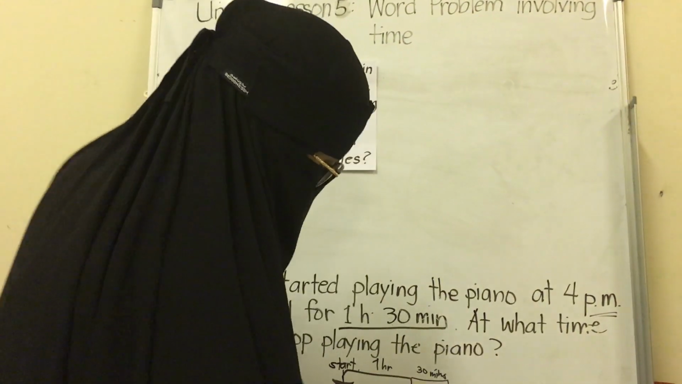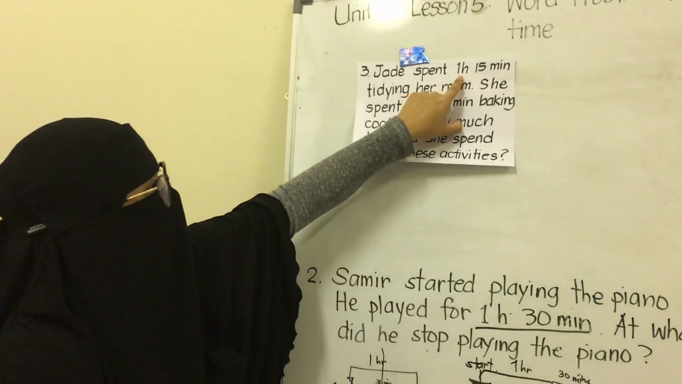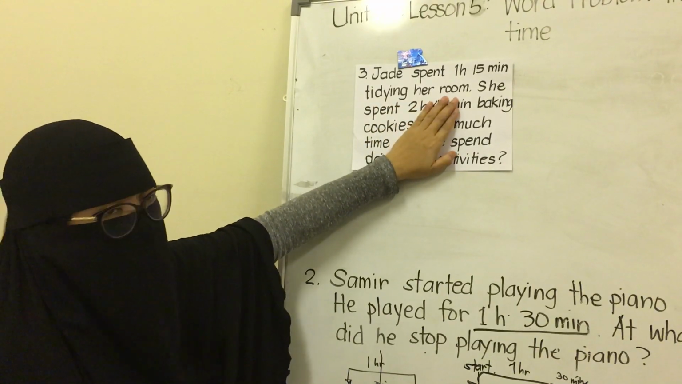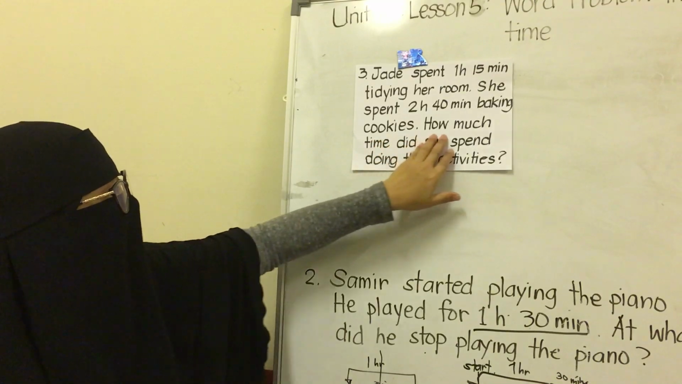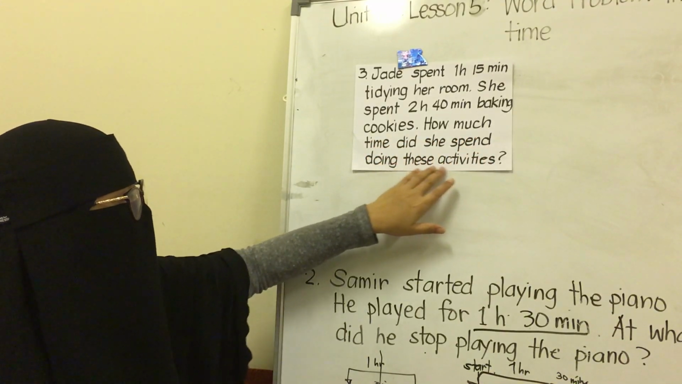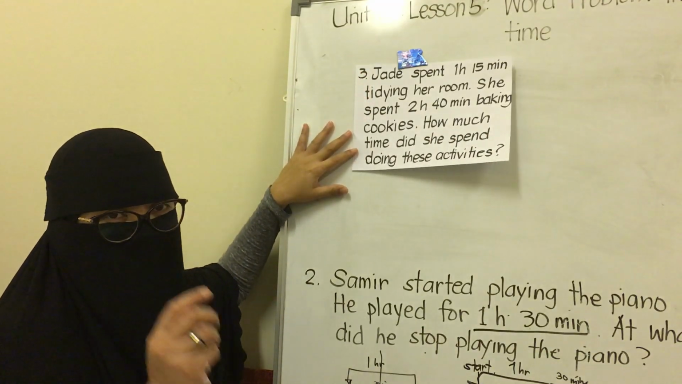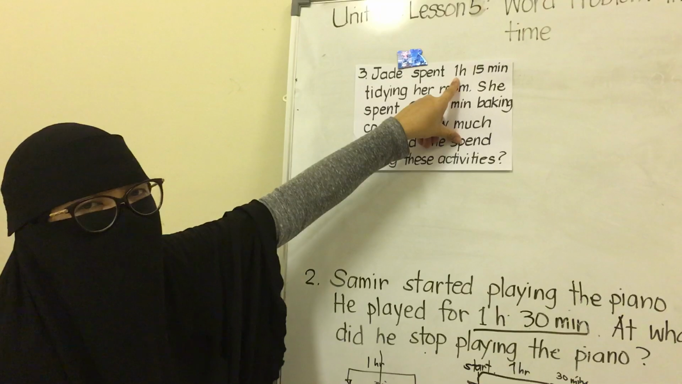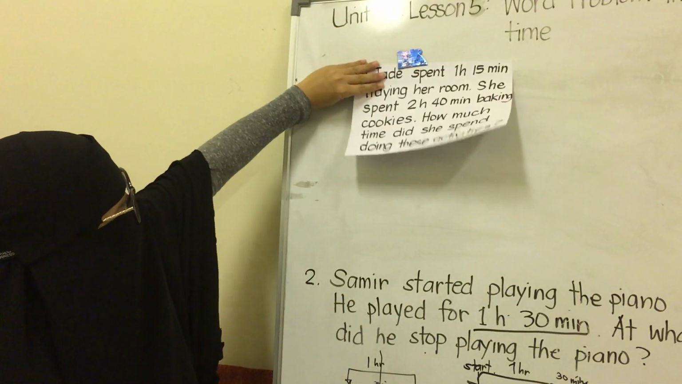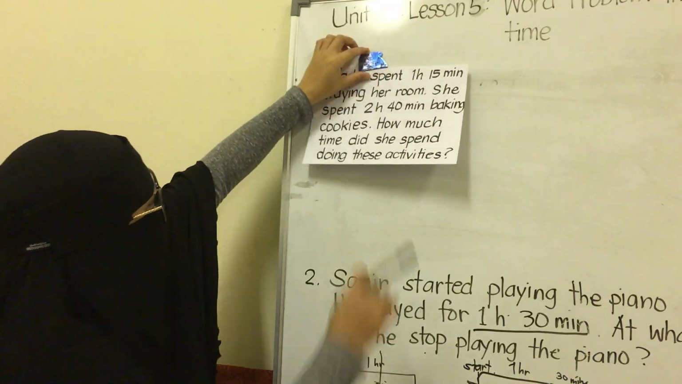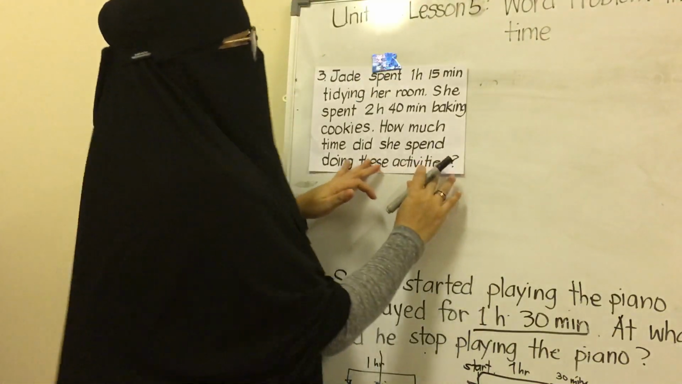This is on page 223 of your book. Jade spent 1 hour and 15 minutes tidying her room. She spent 2 hours and 40 minutes baking cookies. How much time did she spend doing these activities? In this kind of question, you will not see an exact time, only the number of hours and minutes. So first, you can do this using a drawing or an illustration.